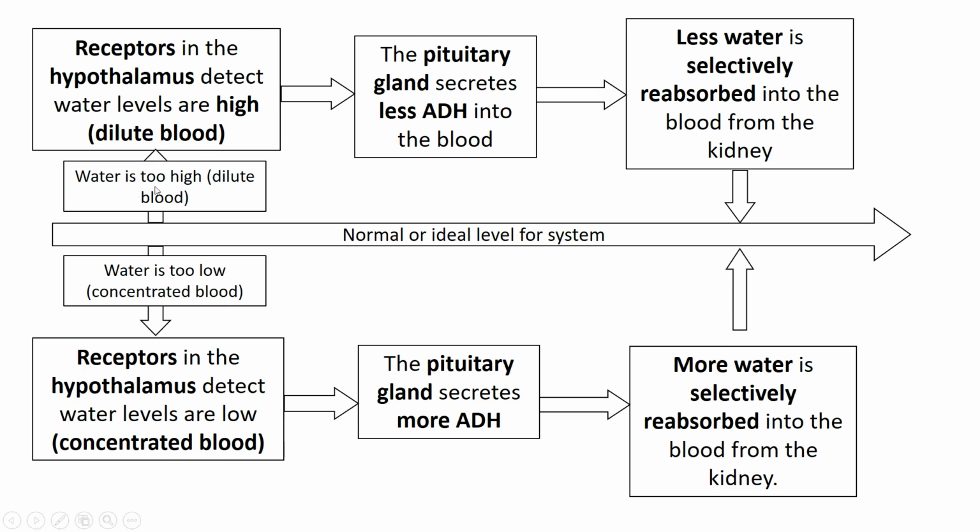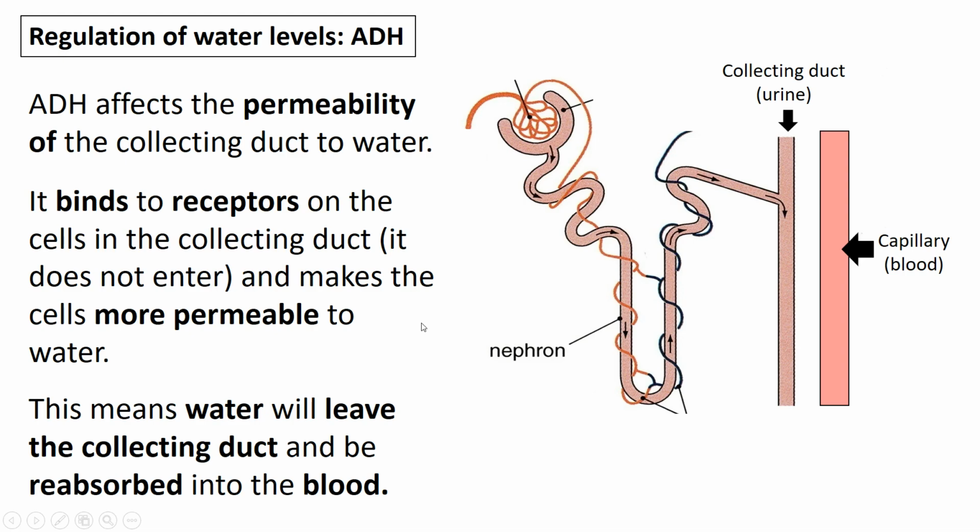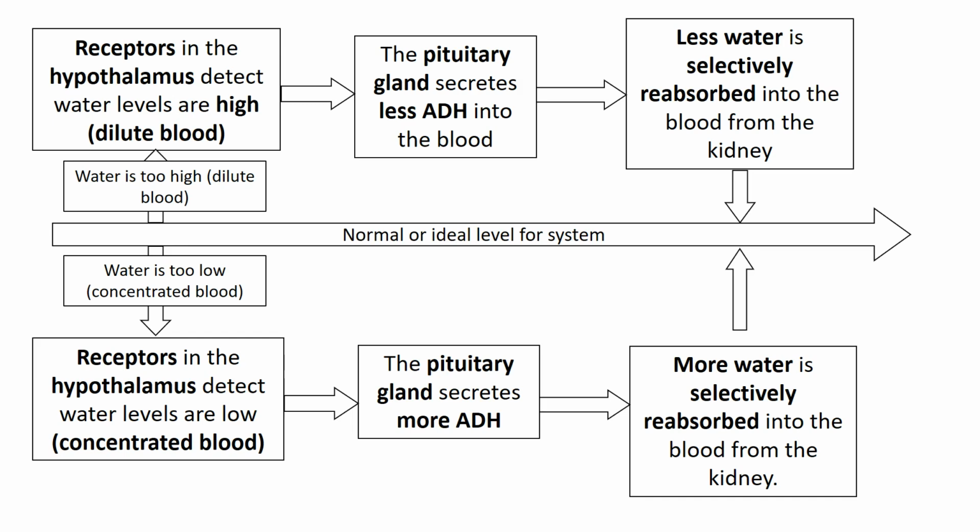So here's a summary of how that works. When your water is too high, you've got a dilute blood, and so receptors in the hypothalamus detect it. The pituitary gland secretes less ADH into the blood and less water gets selectively reabsorbed into the blood from the kidney. If the water concentration in the blood is too low, so your blood is quite concentrated, receptors in the hypothalamus again detect it. The pituitary gland actually secretes more ADH and more water is selectively reabsorbed.